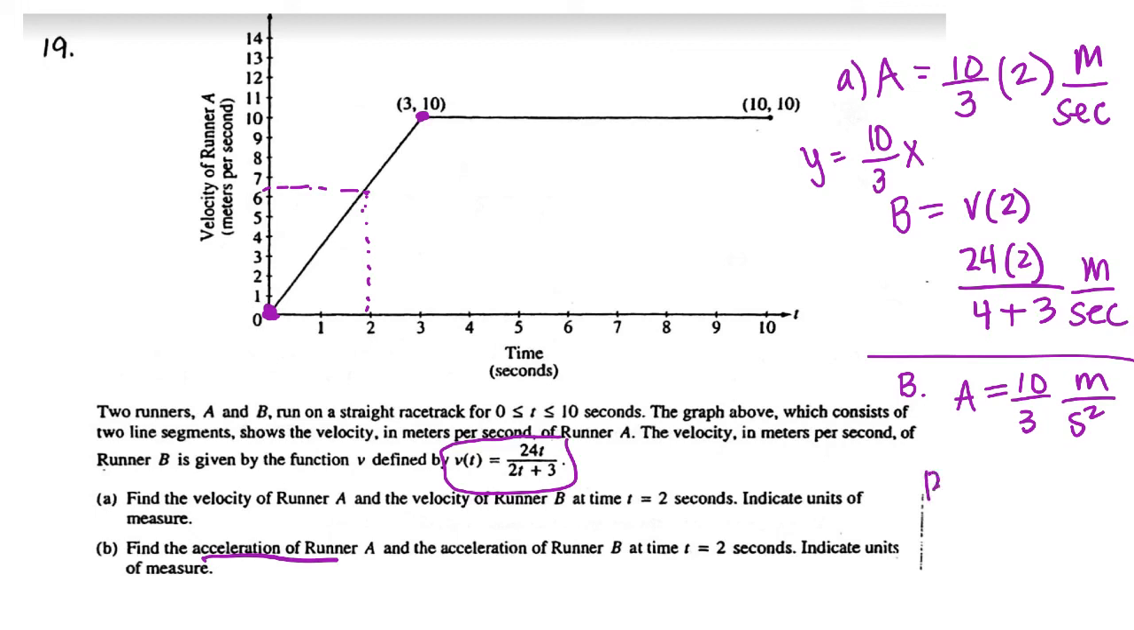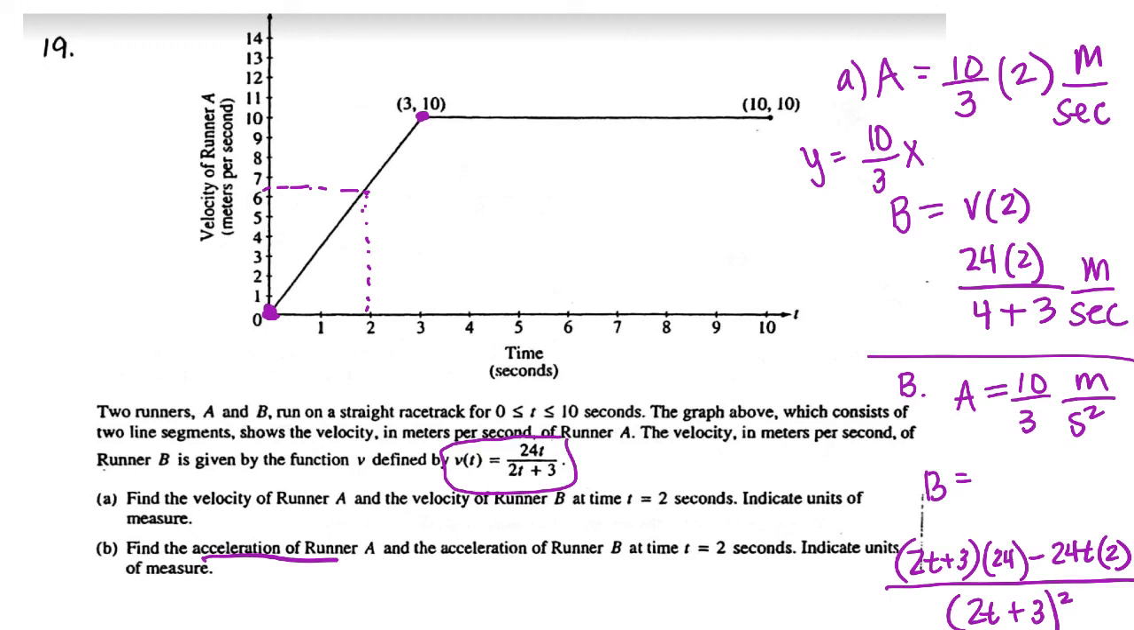So for runner B, let's go ahead and do our quotient rule. And like I said, I'm about out of room here, so I'm going to come down here and do my work. The bottom, so we have 2t plus 3 times the derivative of the top minus top times the derivative of the bottom, all over the bottom squared. And from here, you can just plug in your 2 and be done with it.